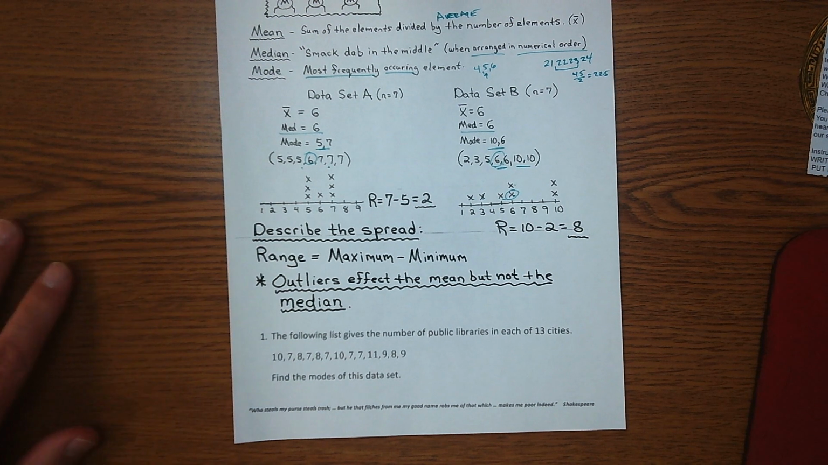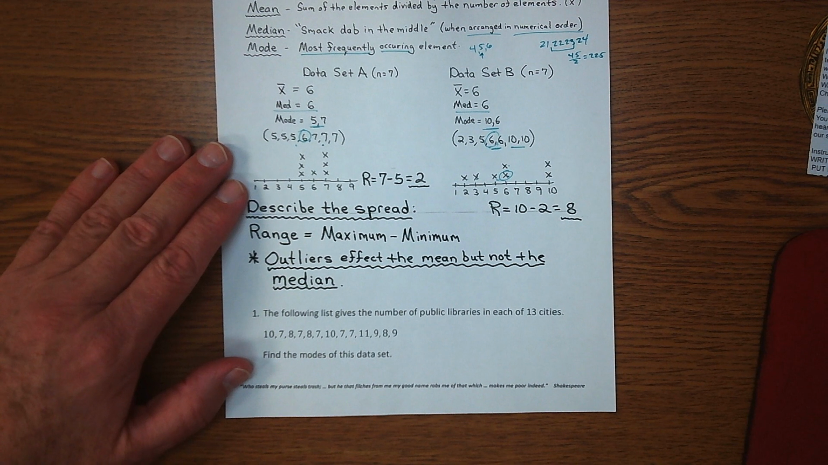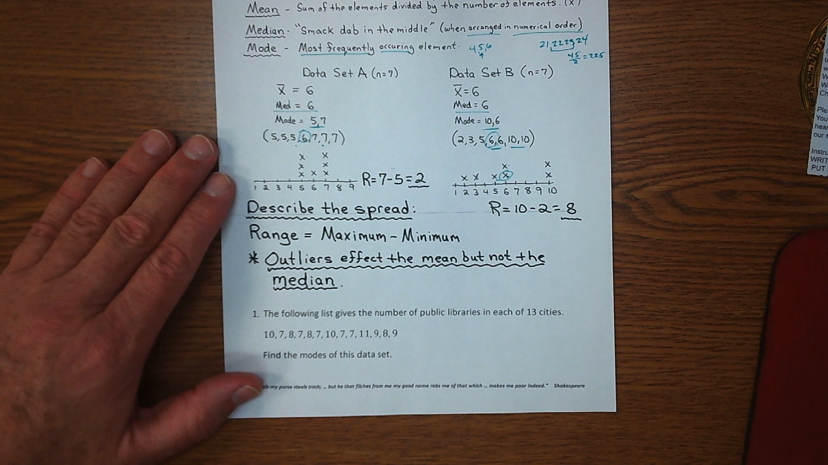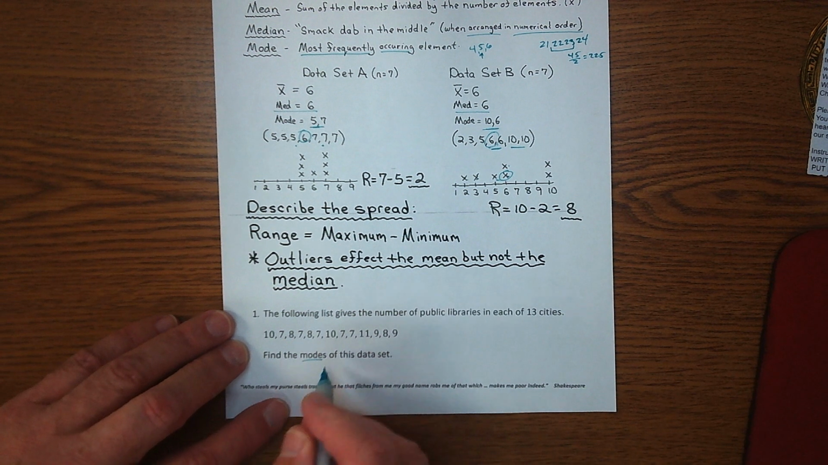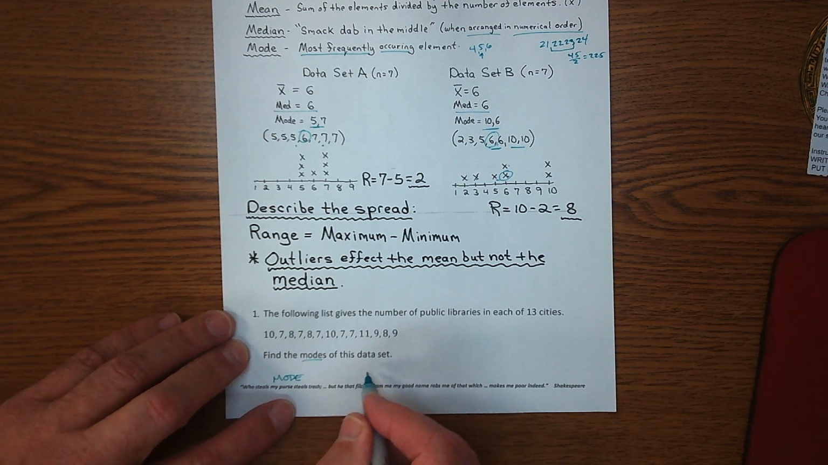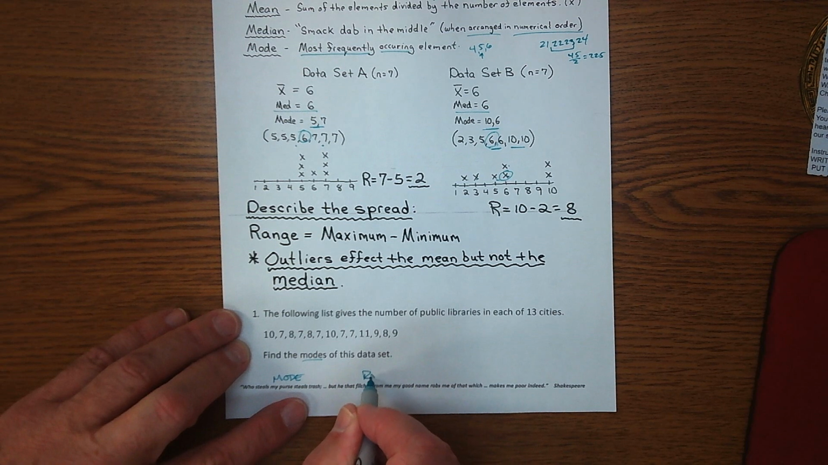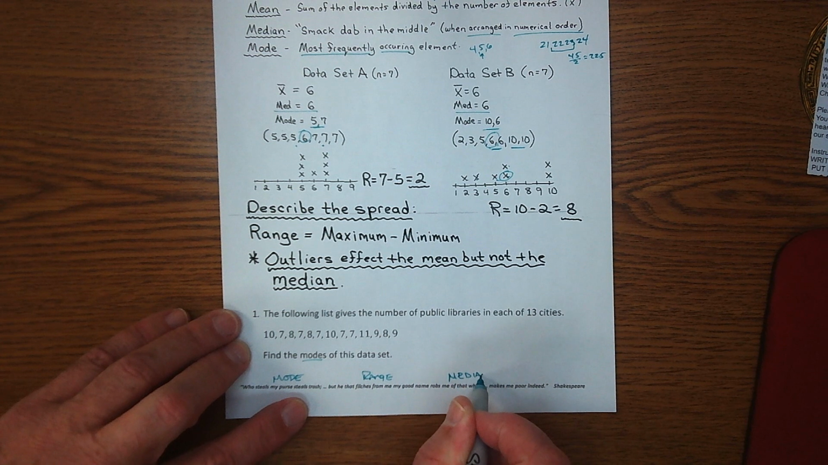We have 13 public libraries in the system. We're going to find the mode. We're going to find the range. We're going to find the median, just for fun, just so we get practice out of it.